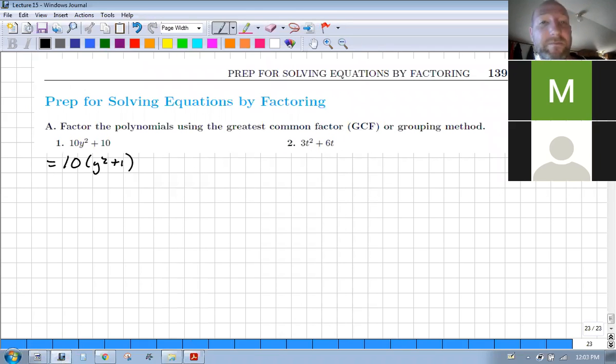Let's see. We're not going to introduce any imaginary numbers. That's about all we can do there. Okay. Yeah, otherwise you get imaginary numbers. For number 2 here, we could pull a 3 out. We can actually pull a 3t out here, right? Then we get t plus 2, right? 3t times t is 3t squared. 3t times 2 is 6t. So that one's factored.